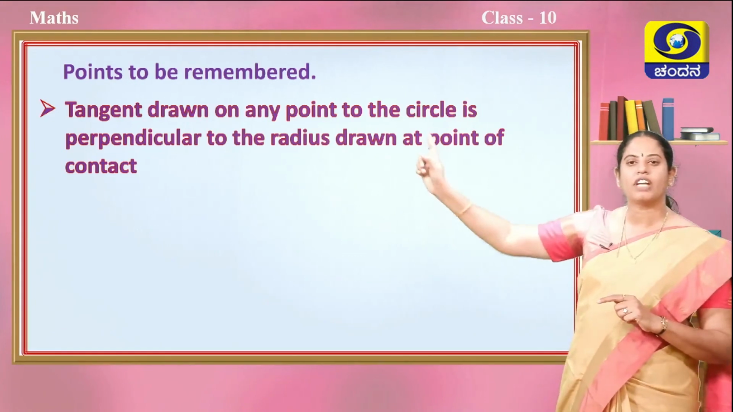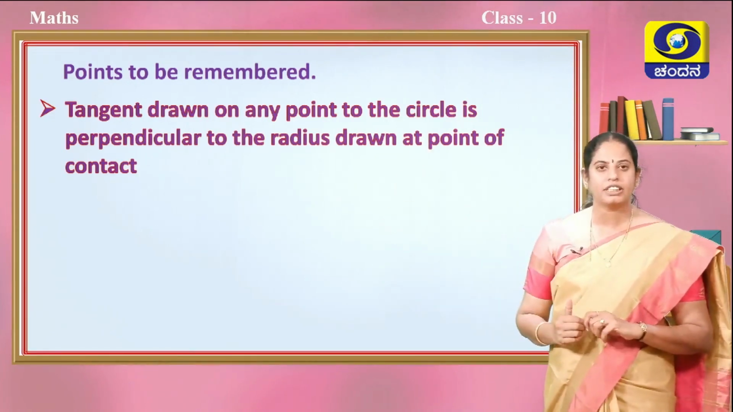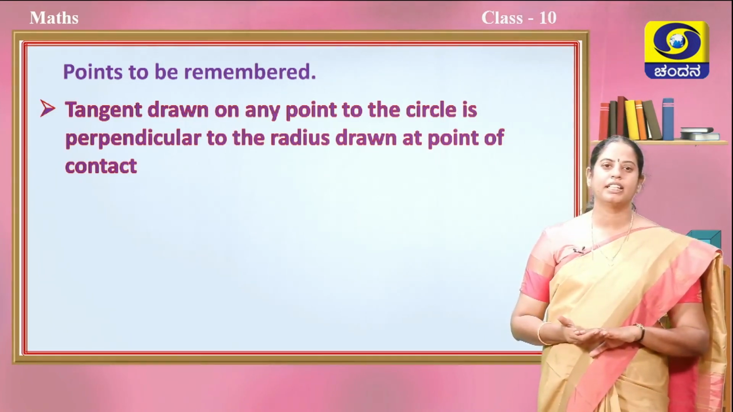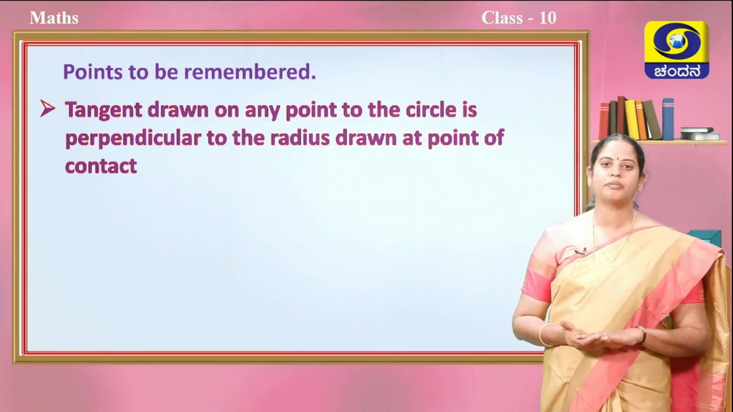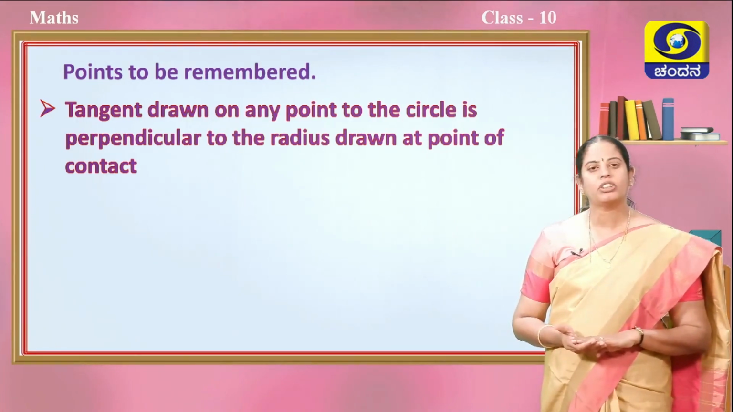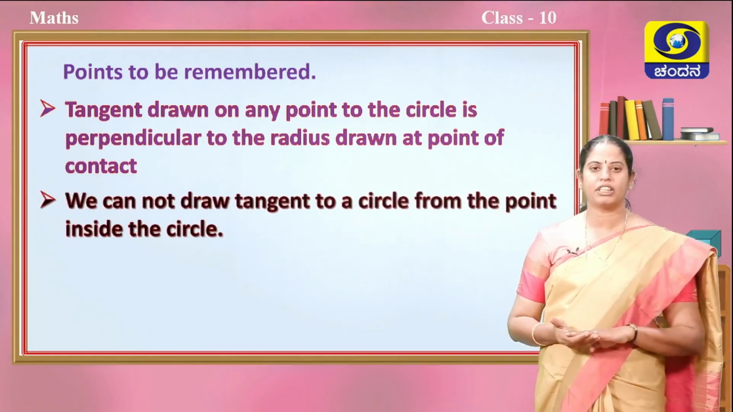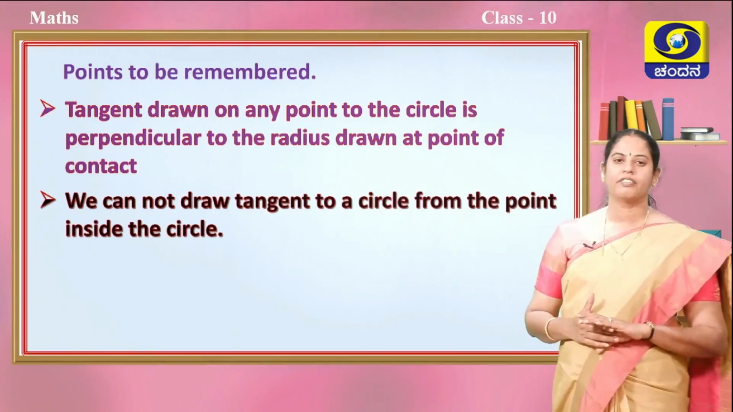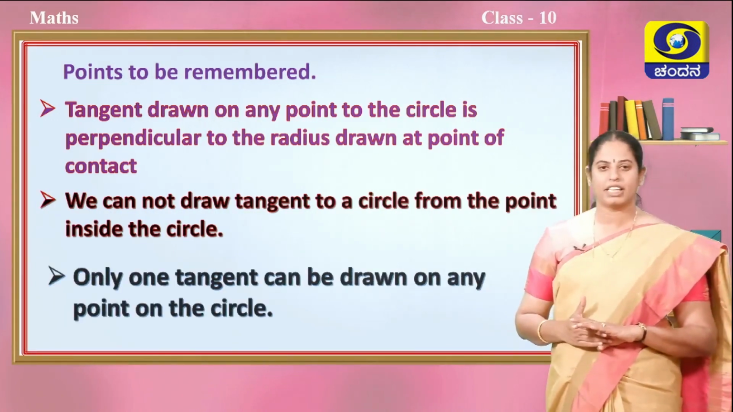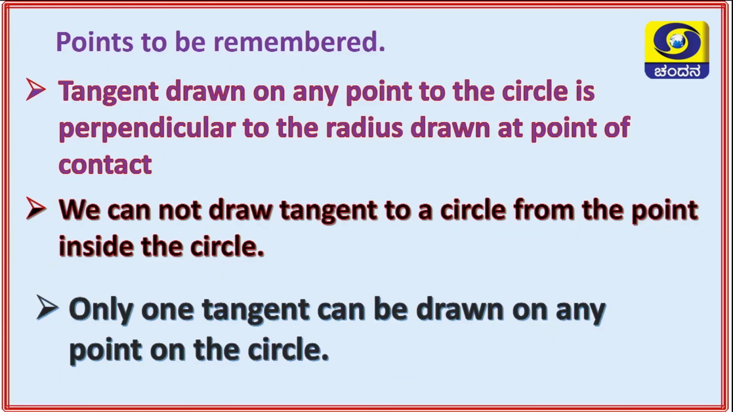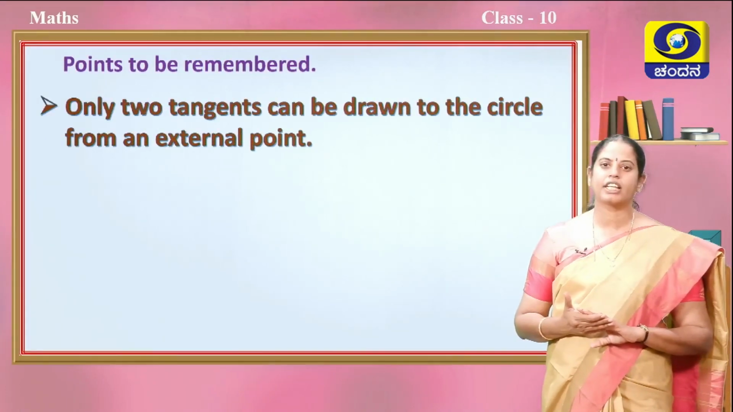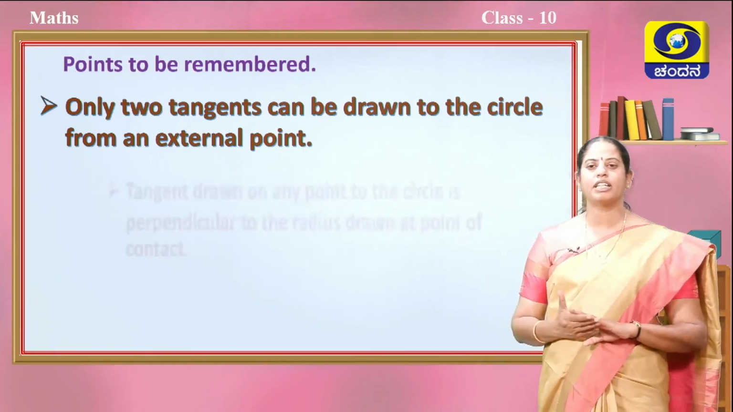Let us recall what we have learned in this session. First, we have learned the concept tangent drawn at any point to the circle is perpendicular to the radius drawn at point of contact. One more concept that we have learnt in this chapter is we cannot draw tangent to a circle from the point inside the circle, whereas on the circle we can draw only one tangent. Then from the external point we can draw how many tangents? Yes, we can draw two tangents from the external point.